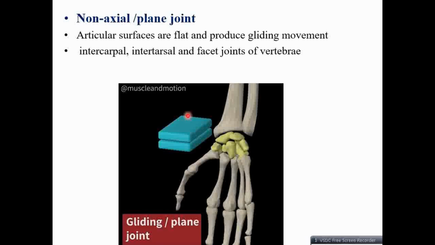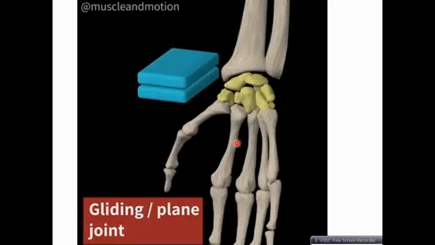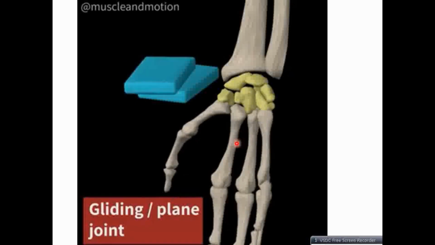Non-axial or plane joint. Here both articular surfaces are flat, and they are just gliding over each other. Intercarpal joints, intertarsal joints and facet joints of the vertebrae are the examples. You can see this is how the gliding movement will be.